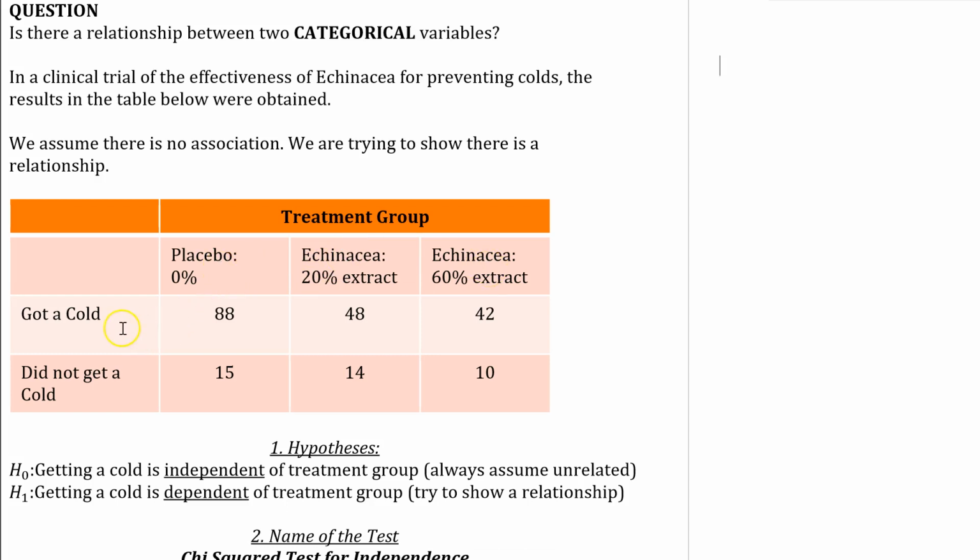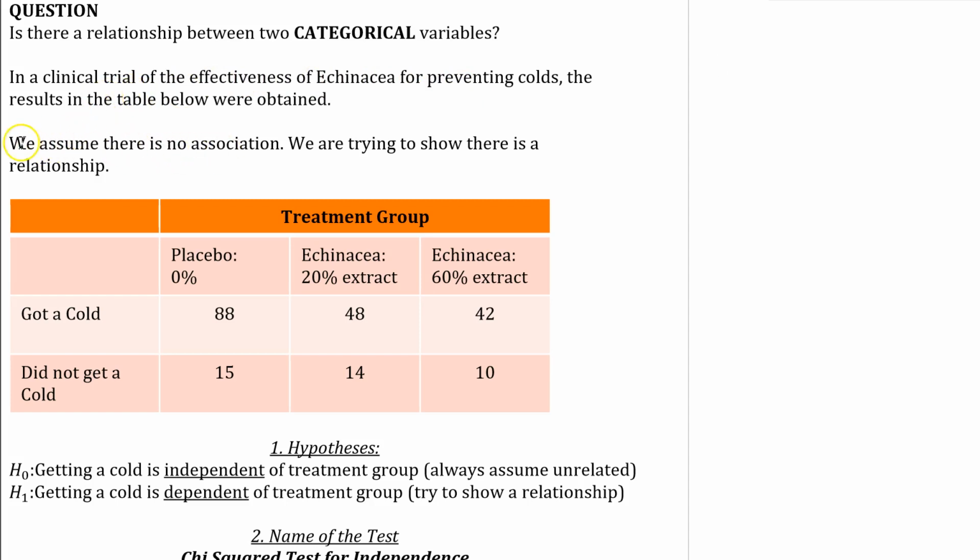Then we have a second variable, which is we record whether or not the person who gets this treatment either gets a cold or did not get a cold. And so this is a two-way or a contingency table, and this is often how we're going to see these things presented. So let's look at the question here. It says, in the clinical trial of effectiveness of echinacea for preventing colds, the results on the table were obtained.